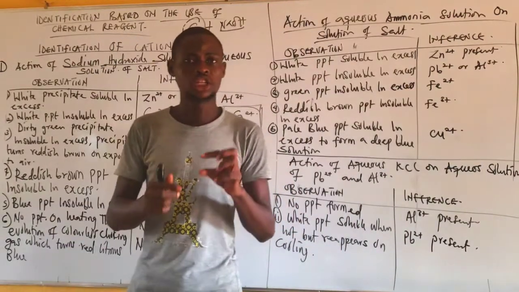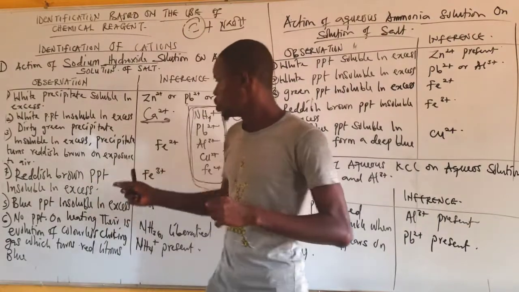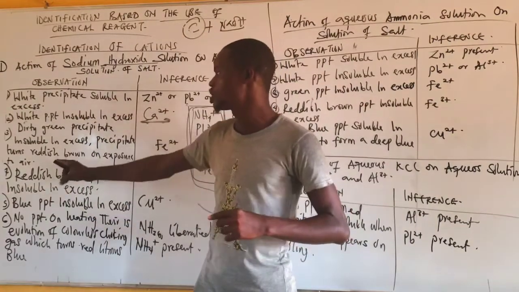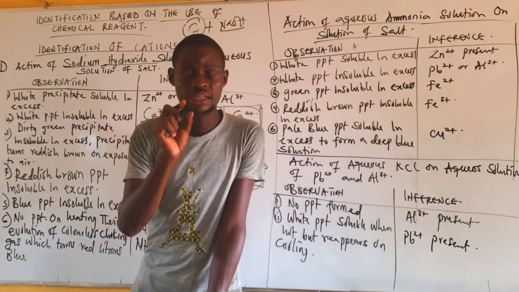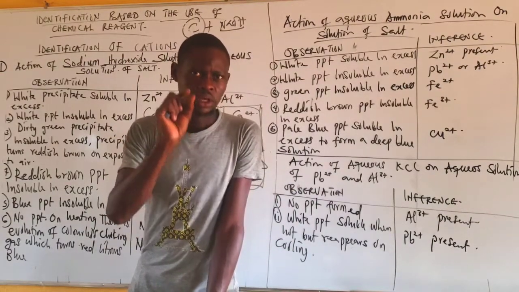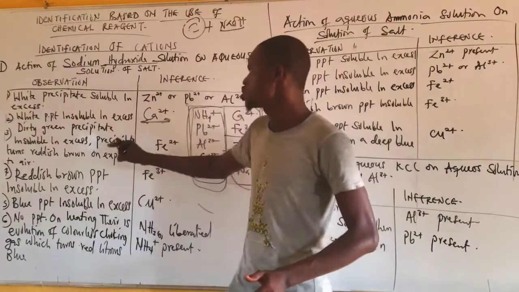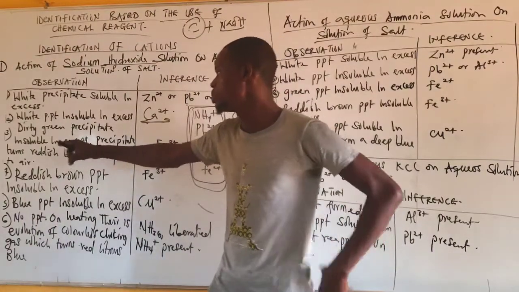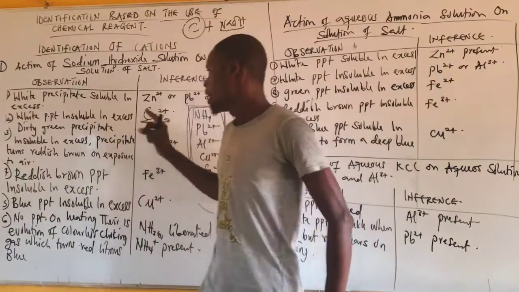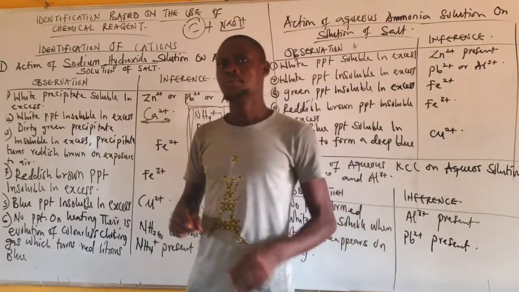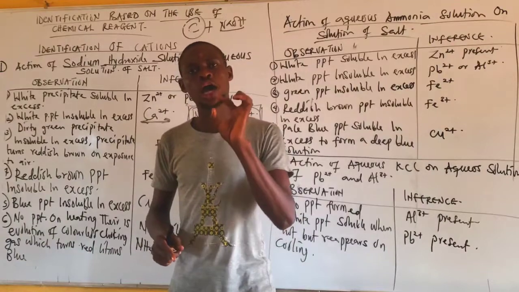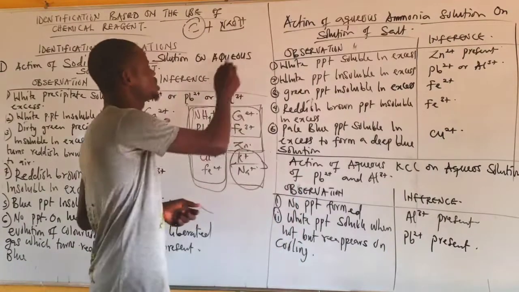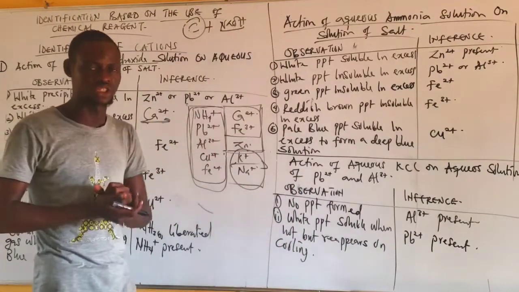When you pour the sodium hydroxide into the solution and you see a greenish color, altogether it is a green color that is produced, and that green precipitate is insoluble. If it is insoluble in SS, altogether, now it shows that there is a presence of iron 2 ion. Iron 2 ion is always greenish in color.